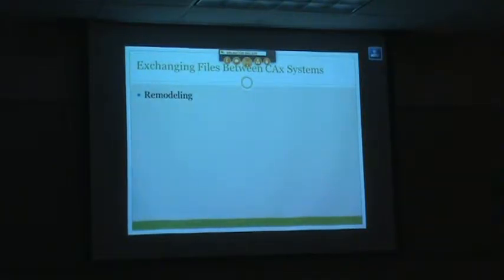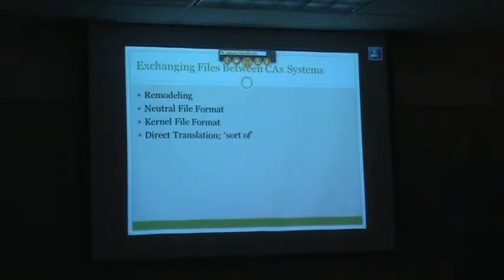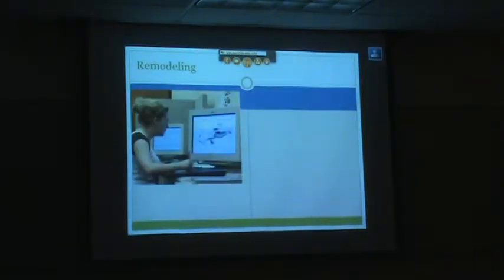So, the first approach to moving data is not really moving data, but remodeling the data. Second approach is using a neutral file format. Third approach that we're going to talk about is the kernel file format transfer. We're going to talk about direct translation, sort of. And we're going to talk about a direct API approach. Okay. So the remodeling.